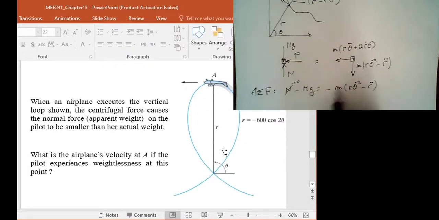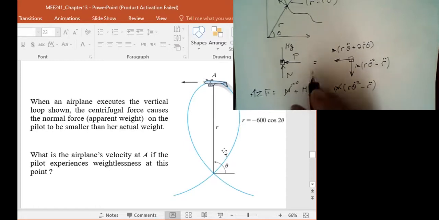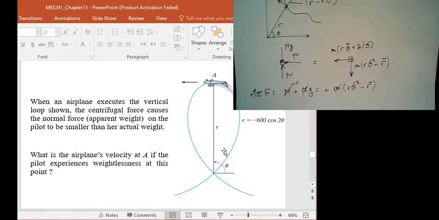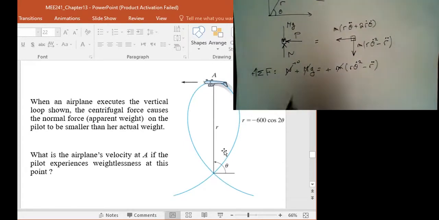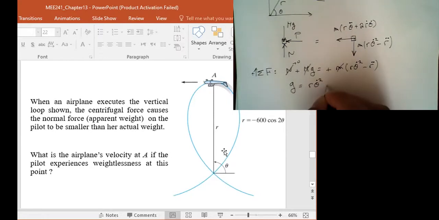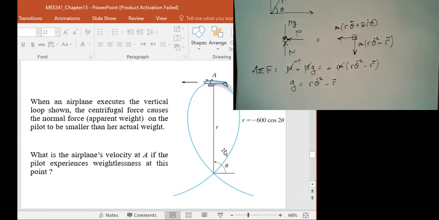Well, m is the same here as m, so I always make the silly mistake of using different symbols like capital and then lowercase. But this guy is positive because now we can do that, and then m will actually vanish out. So at weightlessness, what we have is g equal to r theta prime square minus r double dot. Well, that is still not enough.